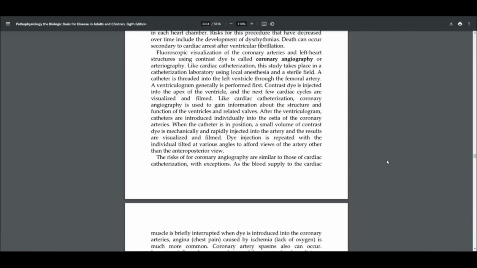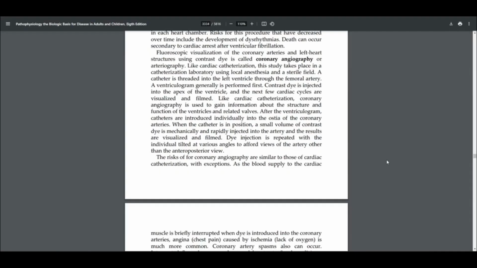Like cardiac catheterization, coronary angiography is used to gain information about the structure and function of the ventricles and related valves. After the ventriculogram, catheters are introduced individually into the ostia of the coronary arteries. When the catheter is in position, a small volume of contrast dye is mechanically and rapidly injected into the artery, and the results are visualized and filmed.